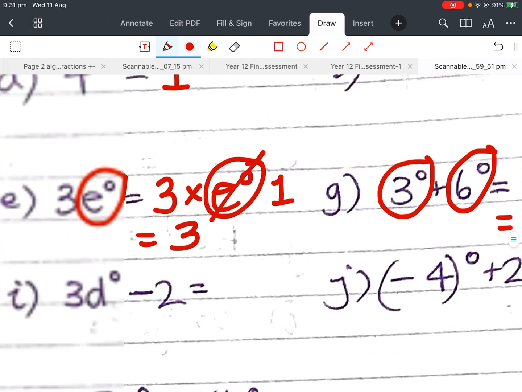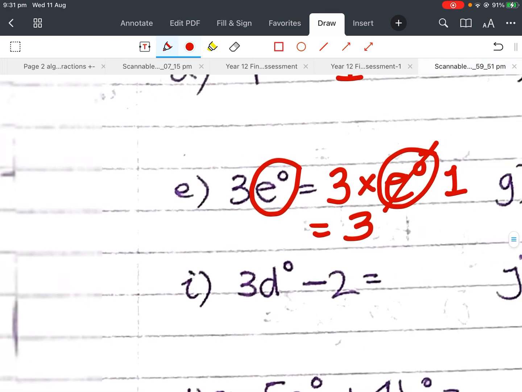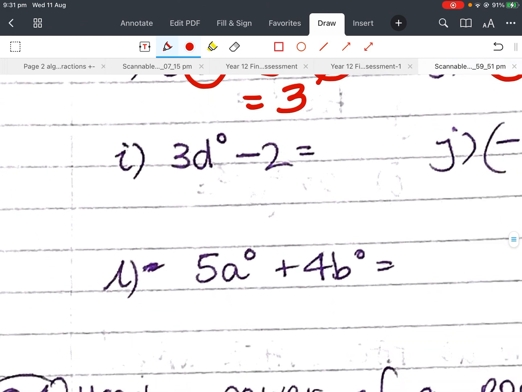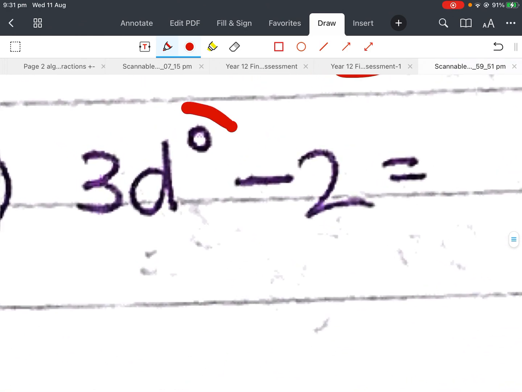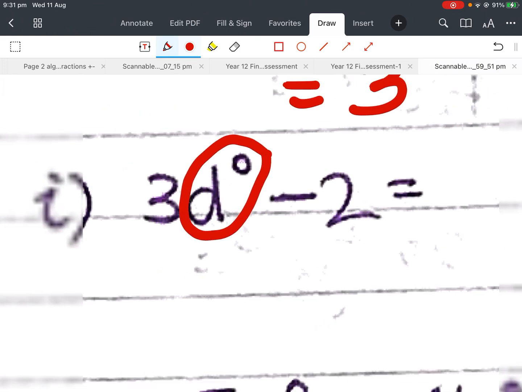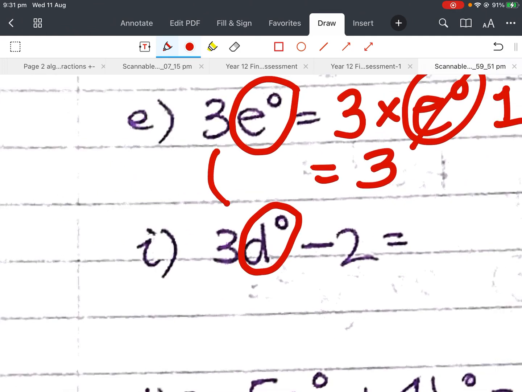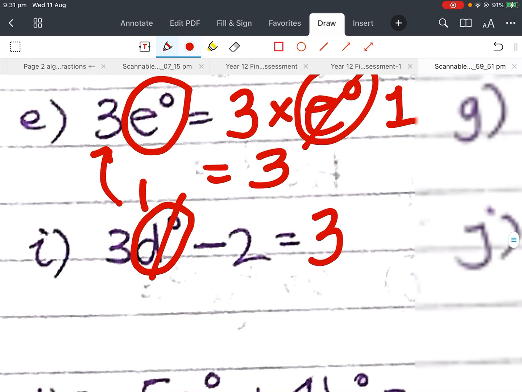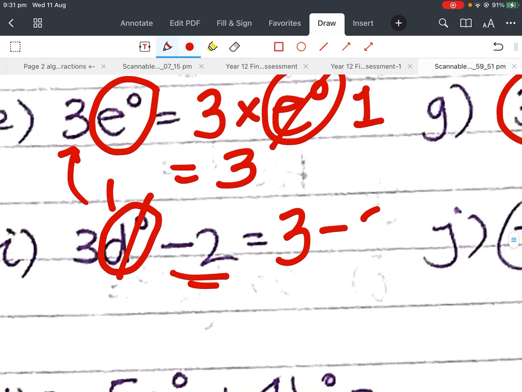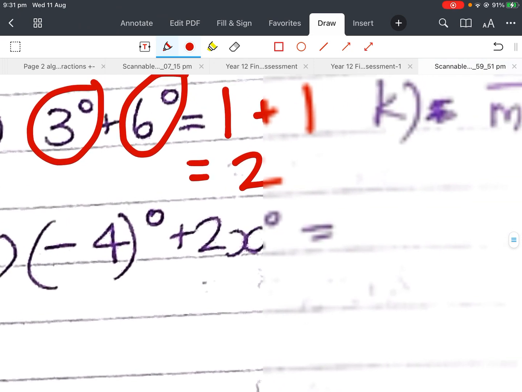Right, let's try another one. Let's try I. So remember here, the 0 is only with this. Now you could probably look at this one because it's going to be pretty much the same, isn't it? So d to the power of 0 is 1. 3 times 1 is 3. And then we've got to write this on. Take away 2. Can you tell me what 3 minus 2 is? Hopefully you said 1. See if you can do those ones.